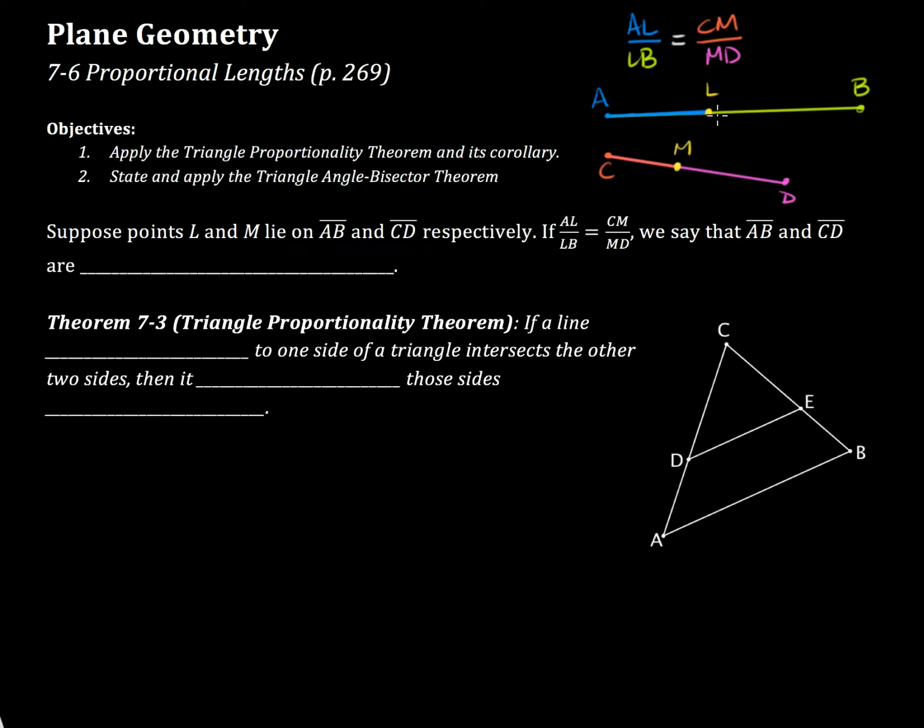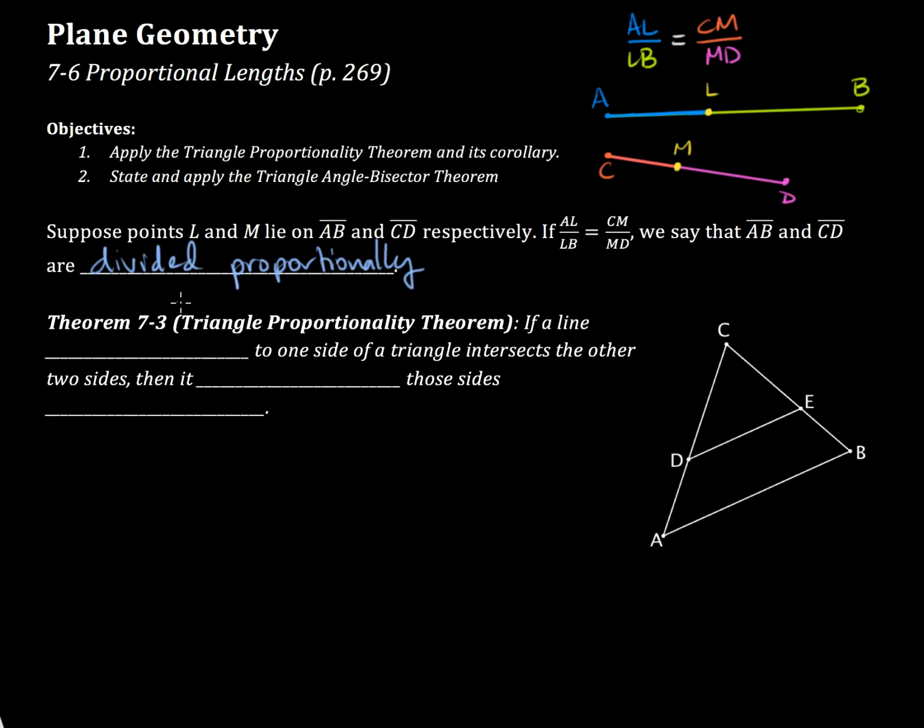So in other words, when I had L on segment AB and M on segment CD, the way those two segments were divided up, if I made ratios of the two parts of this original longer segment and the two parts of the other original longer segment, they'd be equal. When that happens, we say that L and M divide segments AB and CD proportionally.